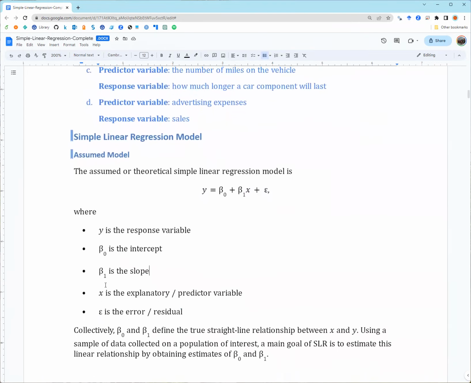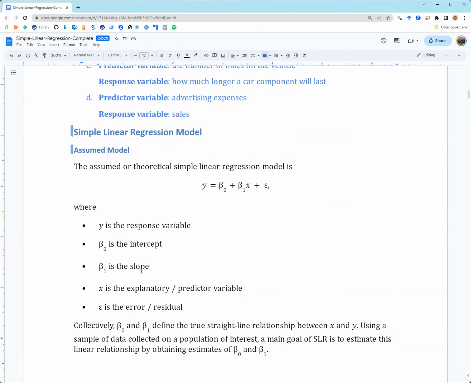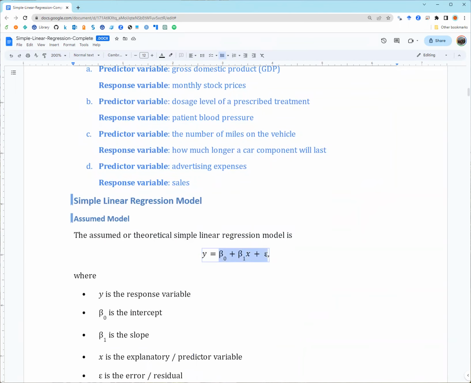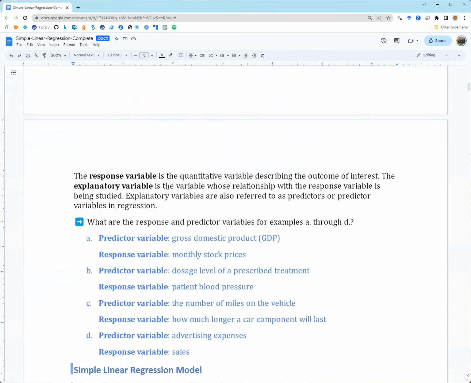Y is our response variable, x the explanatory or predictor variable. Beta 0 here is called our intercept term. Beta 1 the slope, or regression coefficient, sometimes it's called. And epsilon is the residual or error term. Describing what these pieces mean, one way to think about it is that on the right side of the equation, we have three pieces or three building blocks to make each response variable, each response value.